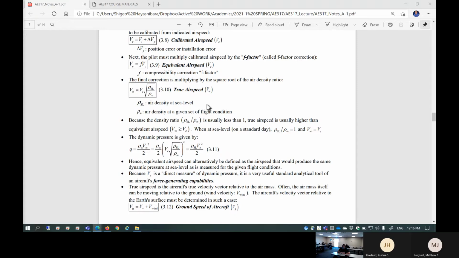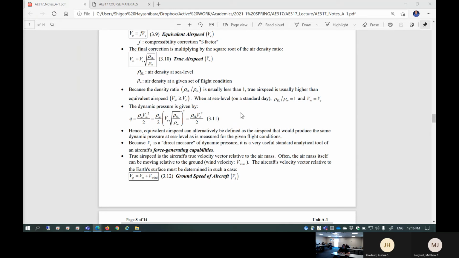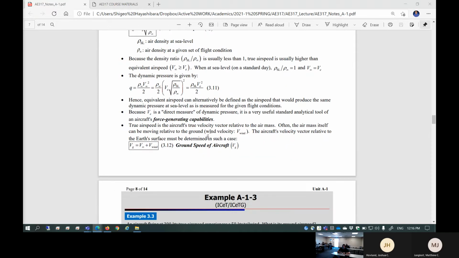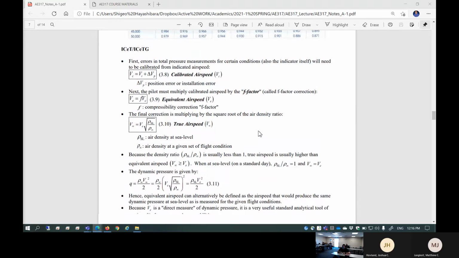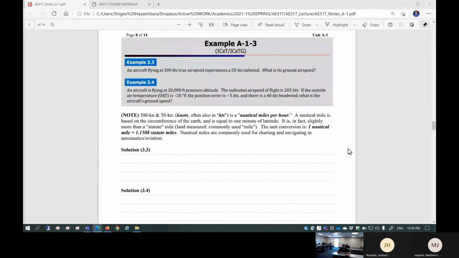Now, true airspeed, if you have a crosswind, will be different from ground speed. So you're going to finally correct for the ground speed, okay? Crosswind. So this is the process, something called ICE-T-G, okay? So let's just take a look at some examples for that.